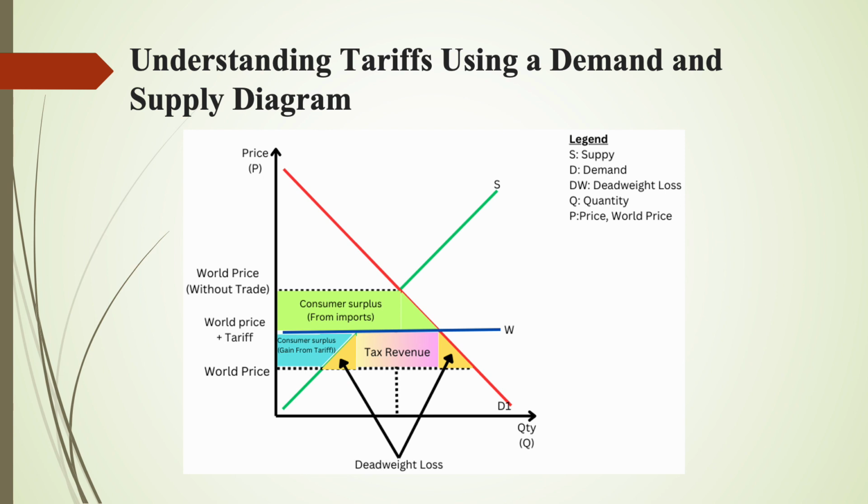Consumers end up paying a higher price, which reduces the quantity demanded. Domestic producers benefit from the higher price and may increase production. The difference between the deadweight loss from a consumption tax and an import tariff lies in the market scope. Import tariffs disrupt international trade dynamics, affecting both domestic and foreign producers, whereas consumption taxes primarily impact domestic transactions.